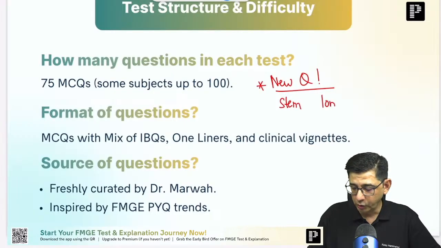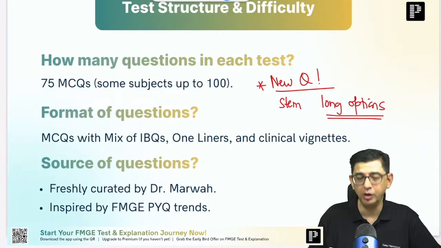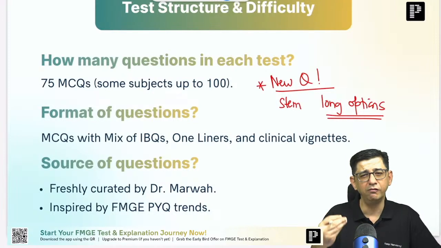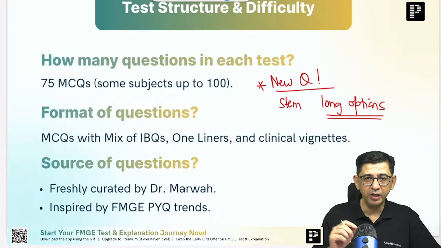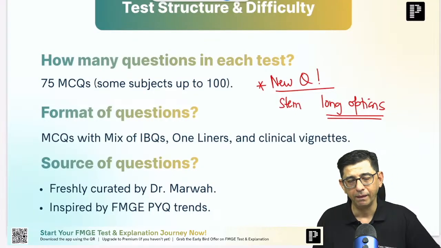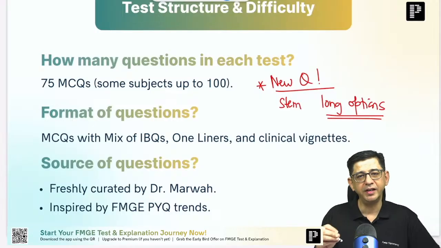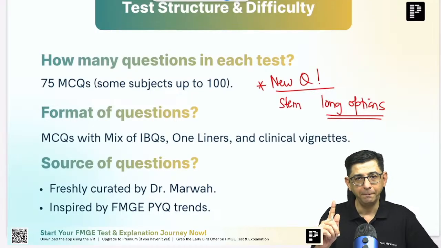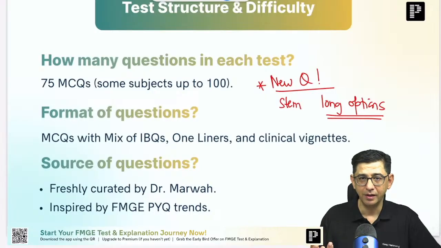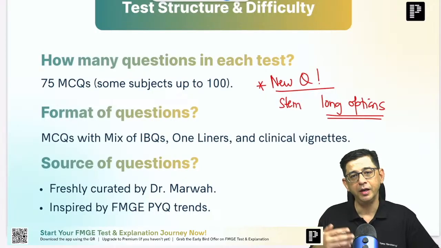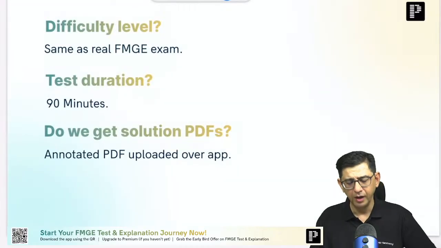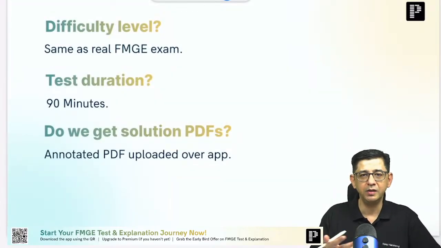And then you are also noticing that in the current pattern of the exam, there are long options given in the paper, and these long options take one hell of a long amount of time to read. Even if you are very good at English, it will take you 25-30 seconds to read a question, 30 seconds to read the options, and 1 minute is gone. So I will make you practice how to analyze those long options in a much more, I would say, rapid fashion. And the difficulty level will be the same as the real FMG exam.